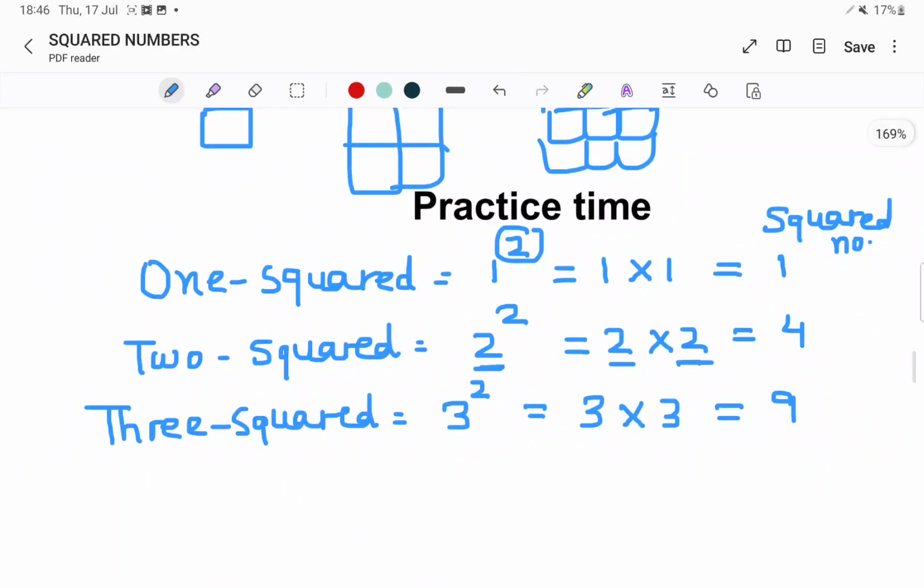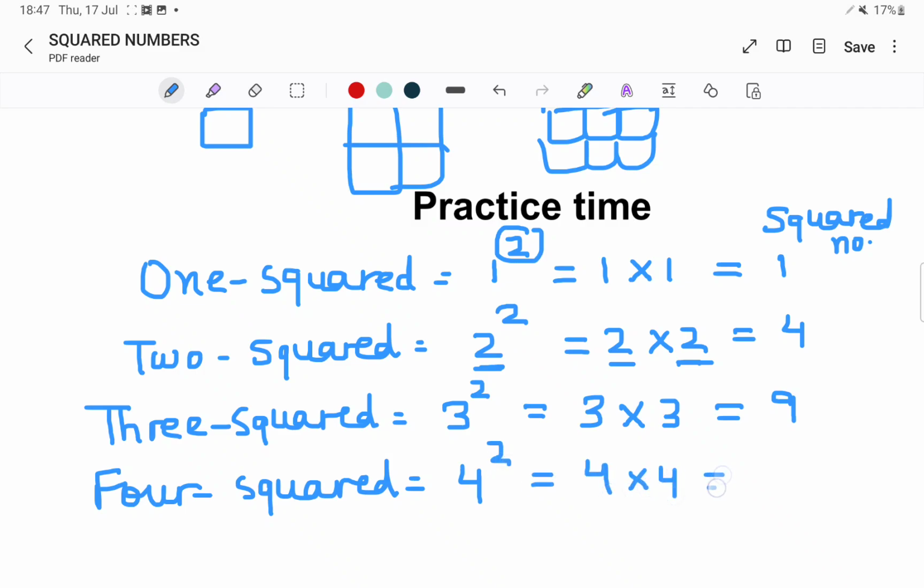Then we have 4 squared. So 4 squared can be written as 4 power 2, which is 4 multiplied by 4. Mostly students, what mistake they make, when we write 4 square, they will consider it like 4 by 2, and they will give the answer as 8, which is wrong.